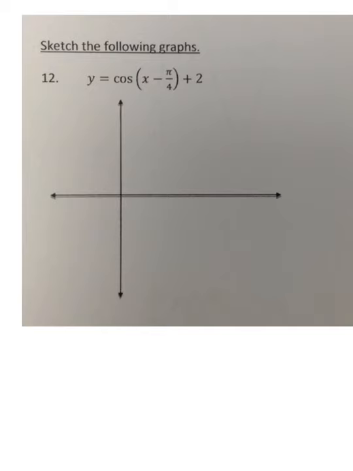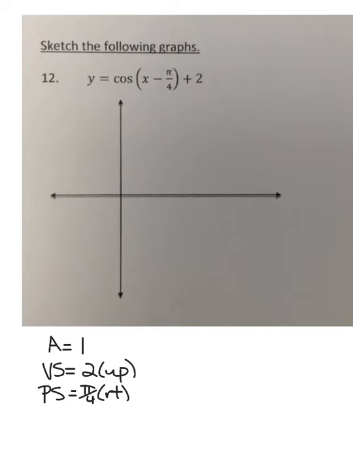All right, so I like to, off to the side or underneath, write down what the amplitude is. So the amplitude is 1. The vertical shift is going to be 2, and we're going to be going up. My horizontal shift, or my phase shift, is going to be pi over 4. I'm going to be going to the right.